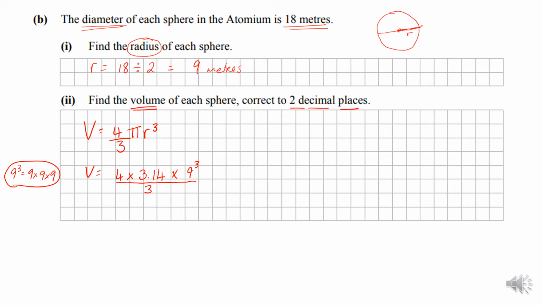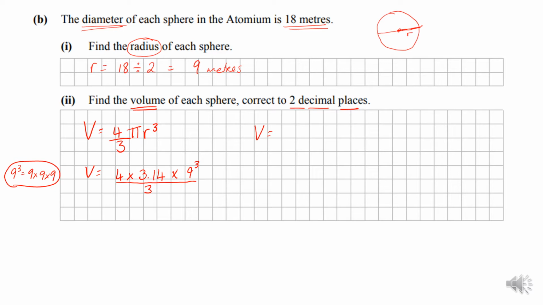Now you can do this all at once on your calculator or step by step. We'll just do it step by step to make sure you're on track. So the top line, 3 times 3.14 multiplied by 9 cubed. You can use the cube function, or you can do 9 times 9 times 9.